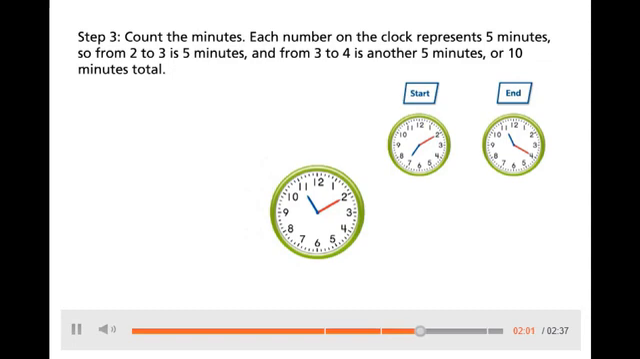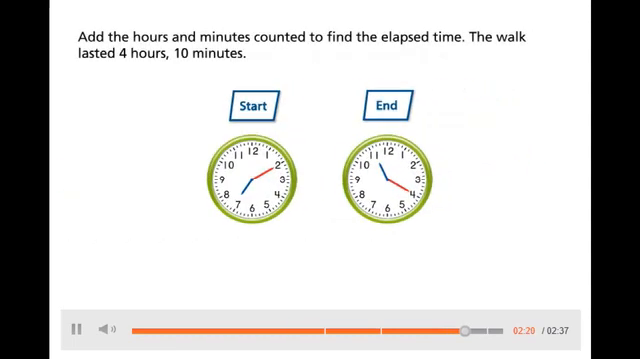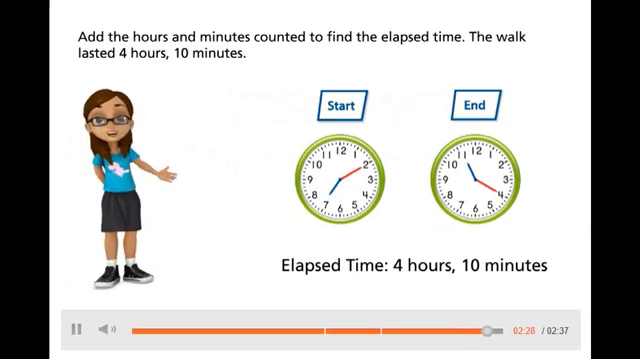Step 3. Count the minutes. Each number on the clock represents 5 minutes. So from 2 to 3 is 5 minutes, and from 3 to 4 is another 5 minutes, or 10 minutes total. Add the hours and minutes counted to find the elapsed time. The walk lasted 4 hours 10 minutes. That's a lot of walking.